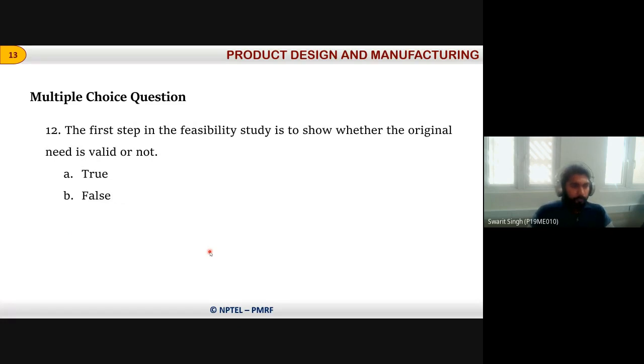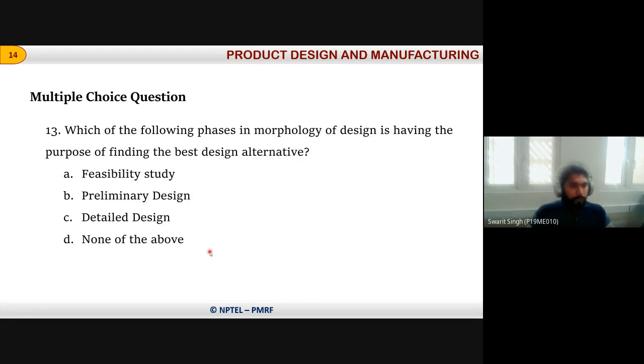So we were here, question number 12. So we had answered it true. Moving to question number 13. Question number 13 says, which of the following phases in morphology of design has the purpose of finding the best design alternative? So in which phase are we going to find the best design alternative?